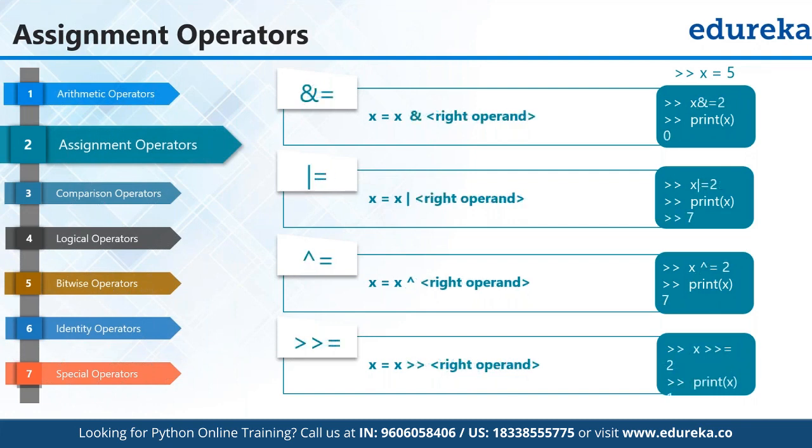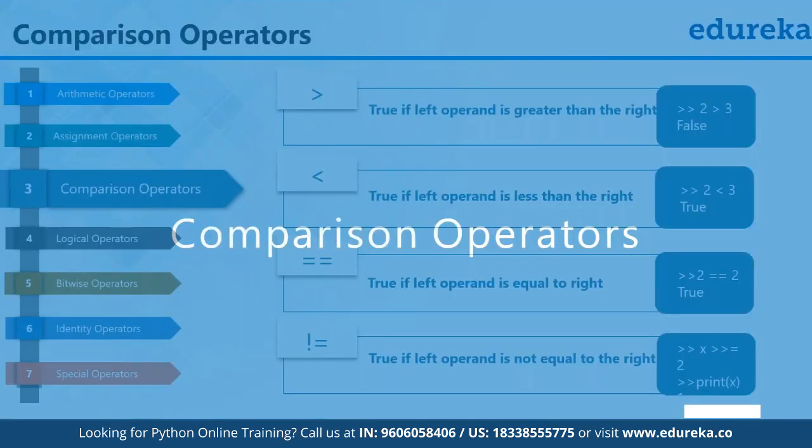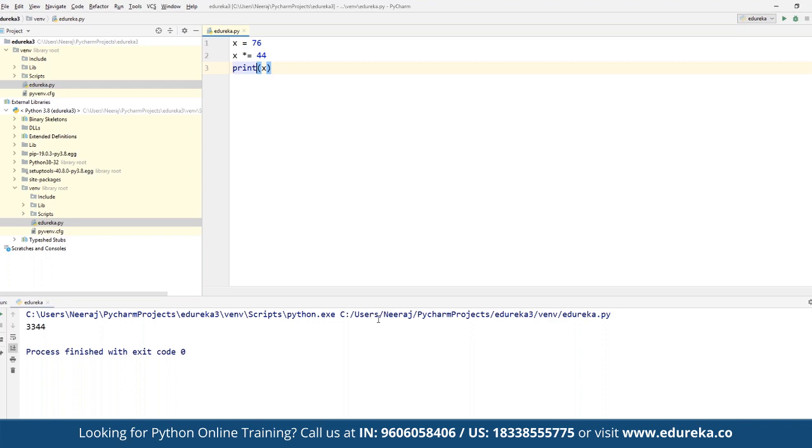And then we have comparison operators. In comparison operators, we simply compare the values with each other. For example, if we are trying to find if one number is greater than the other number or not, then we can use a comparison operator. Suppose this is the value for y, and now we want to compare if x is greater than y.